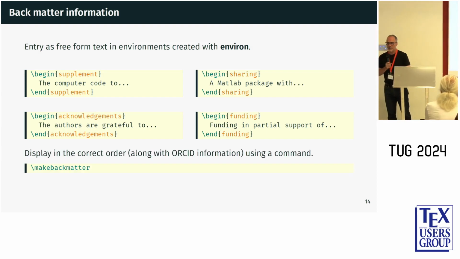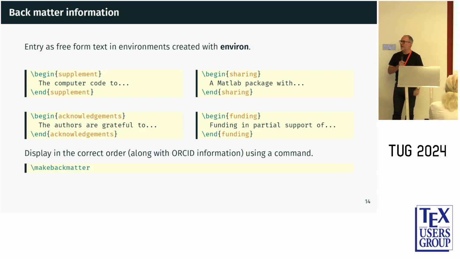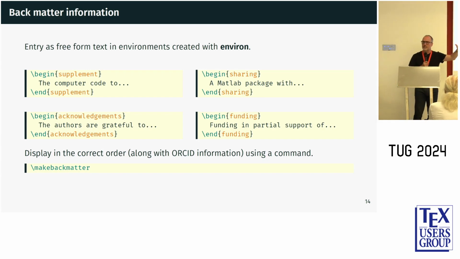And we provide a command, make back matter, just like make title, that will typeset all this material in the correct order, in the correct format, and the ORCID information will be collected from the authors and published at the end of the paper automatically. Okay, so I think it's a much cleaner interface. So we basically rely as little as possible on the authors to actually typeset the material in the correct order.